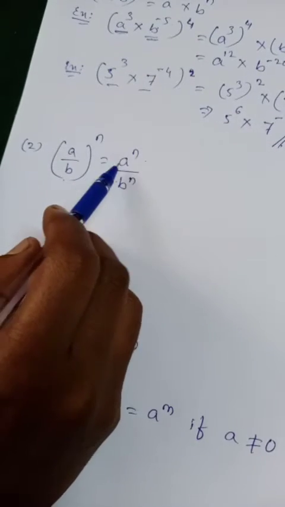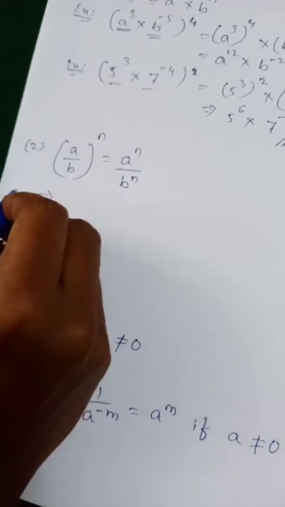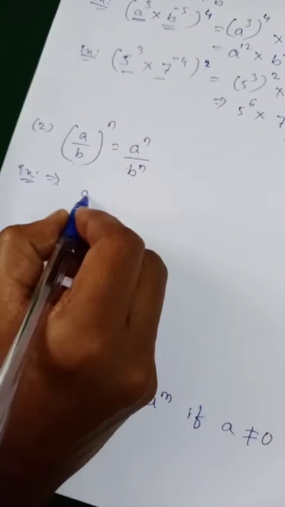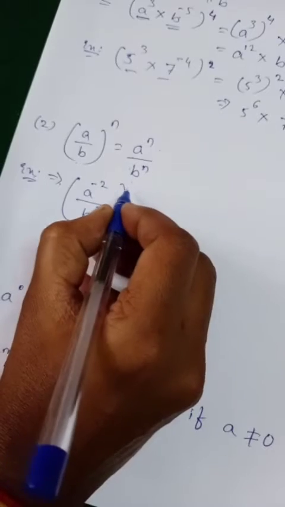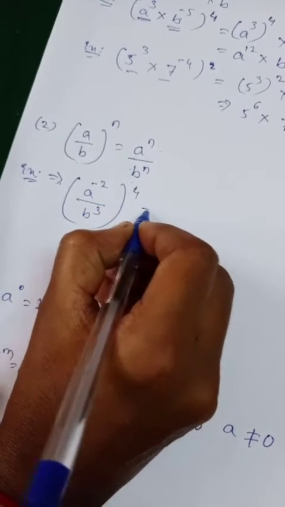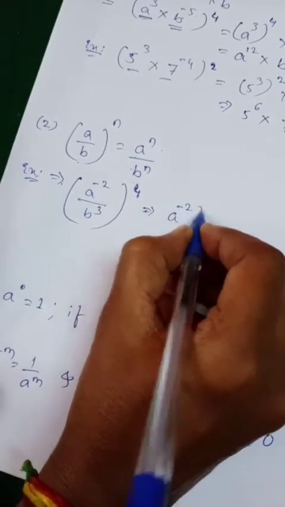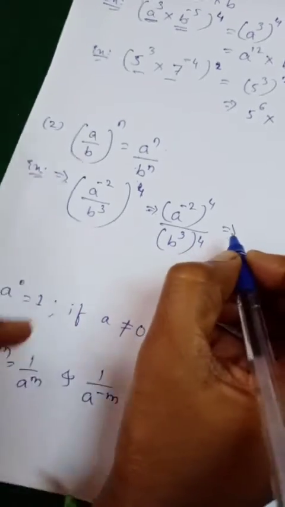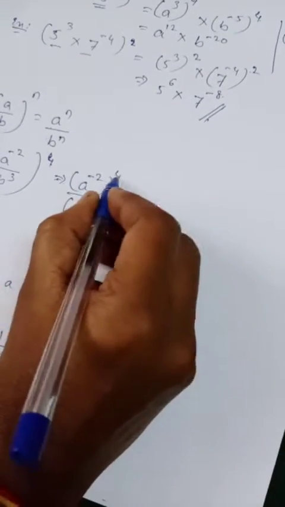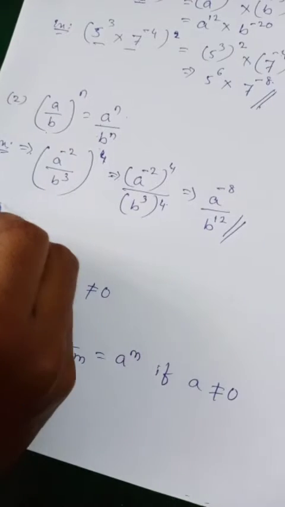The second one is (a/b)^n = a^n / b^n. If I take one example, (a^-2 / b^3)^4, you have to apply the power 4 to the whole term, that is (a^-2)^4 divided by (b^3)^4, which is nothing but a to the power minus 8 divided by b to the power 12.